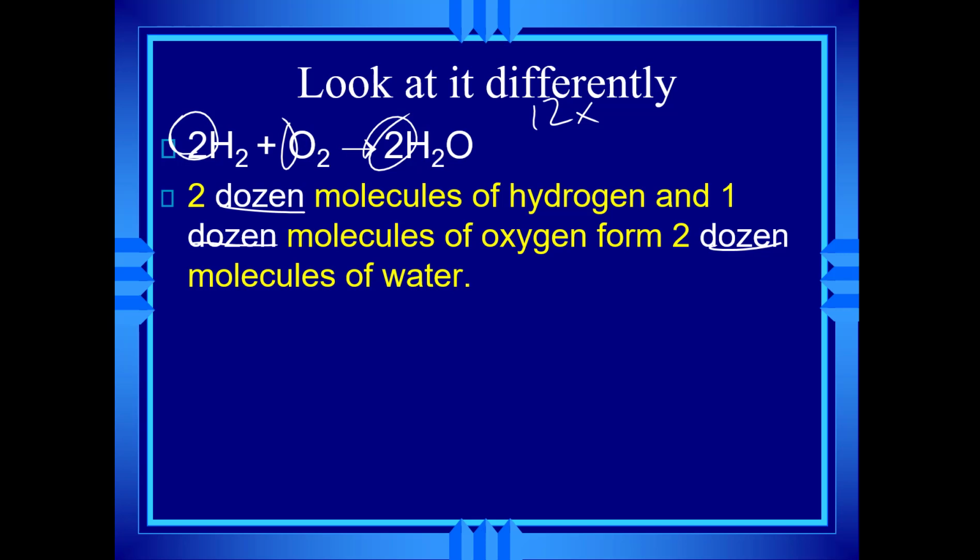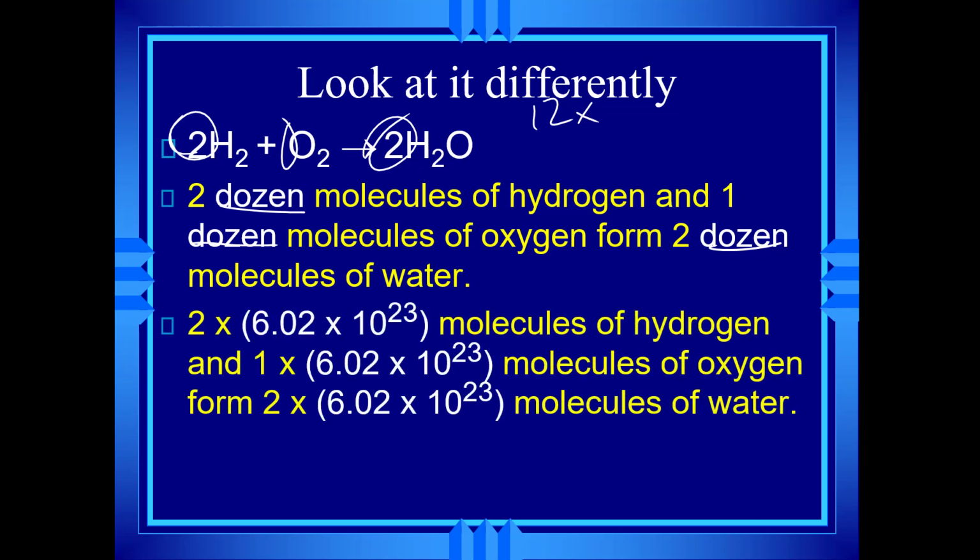Let's try it with a bigger number. Could I do 2,000 molecules of hydrogen and 1,000 molecules of oxygen make 2,000 molecules of water? Just do it 1,000 times, right? How about a bigger number? About 2 billion molecules of hydrogen and 1 billion molecules of oxygen make 2 billion molecules of water. Billion? 10 to the ninth. Is that going to work? Just do it 1 billion times, right? Let's try a really big number. What if I did it 6.02 times 10 to the 23rd times?